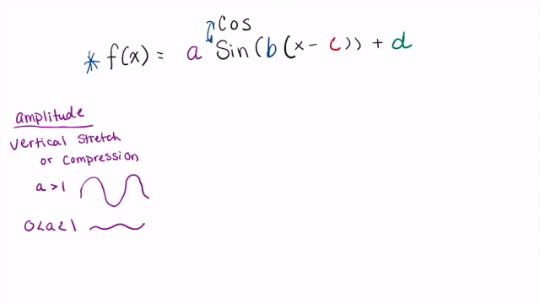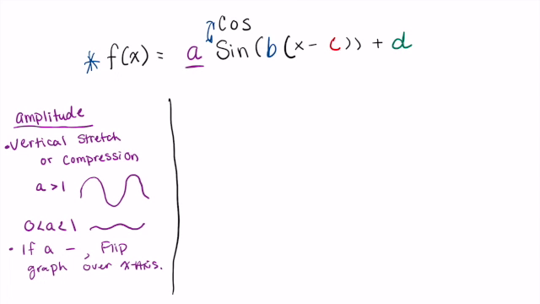That's what amplitude does. Amplitude is that vertical stretch or compression, but if A is negative, it will flip our graph over the x-axis. Okay, so if A is negative, our graph will flip over the x-axis. So again, whatever number is there, if it's greater than 1, it's a vertical stretch. If it's less than 1, a fraction, it's going to be a compression. If A is negative, it's going to flip our graph over the x-axis.